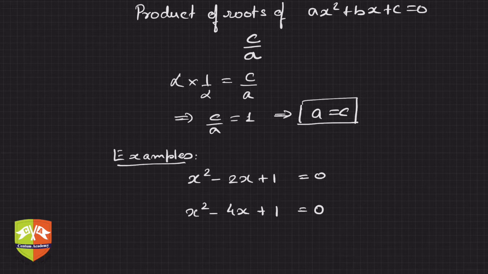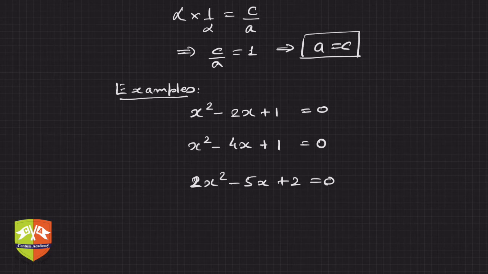And similarly, let's say 2x squared minus 5x plus 2 equals 0. So this will also have reciprocal roots. Let's solve this and see. a is equal to c here. Can you check? Yes, a is equal to c. So by this rule, the roots should be reciprocal, right? So let's try to solve this.